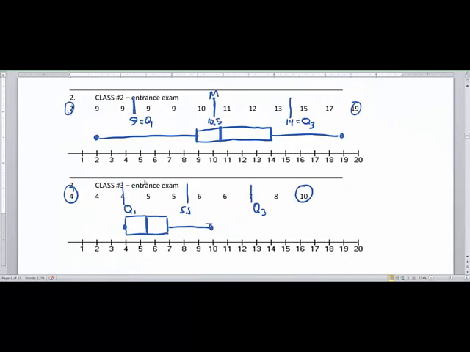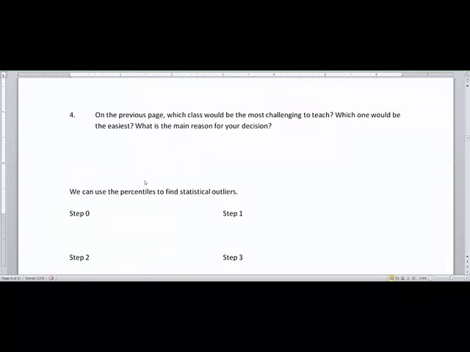And the winner for easiest class to teach, despite the fact that they have lower scores, is class number 3. The smaller box and whisker plot indicate that if you come and plan for that ability level, they will be able to achieve that level. So, here's my final answer. Which would be the easiest? Well, that's pretty straightforward. Class number 3.